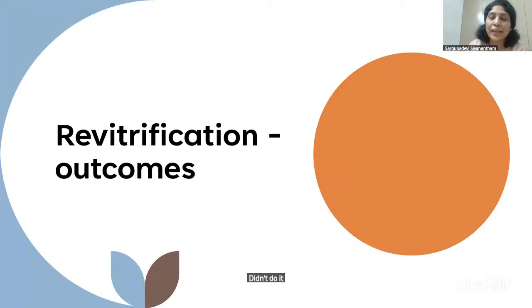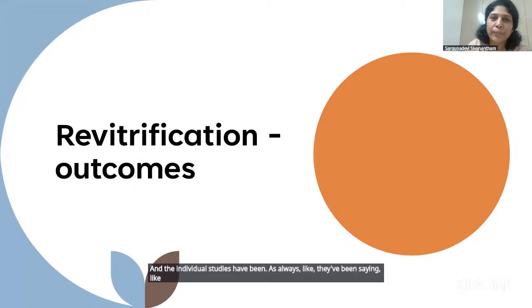So what about the larger studies? Later, a lot of studies came up, and the individual studies, as always, have been saying that it may have an impact on the outcomes or may not have an impact.